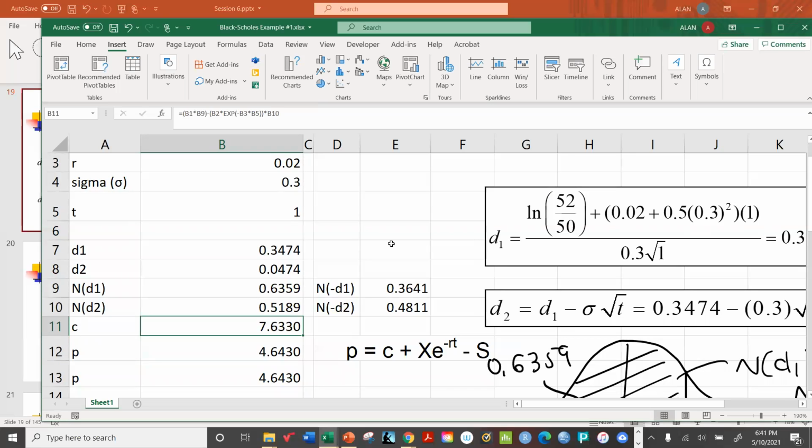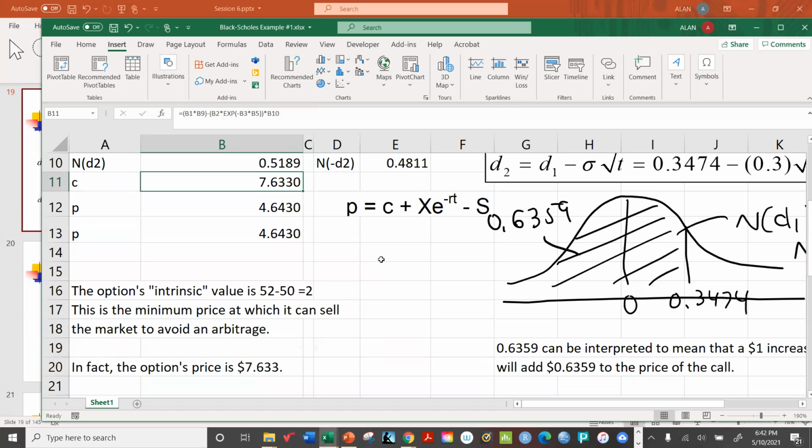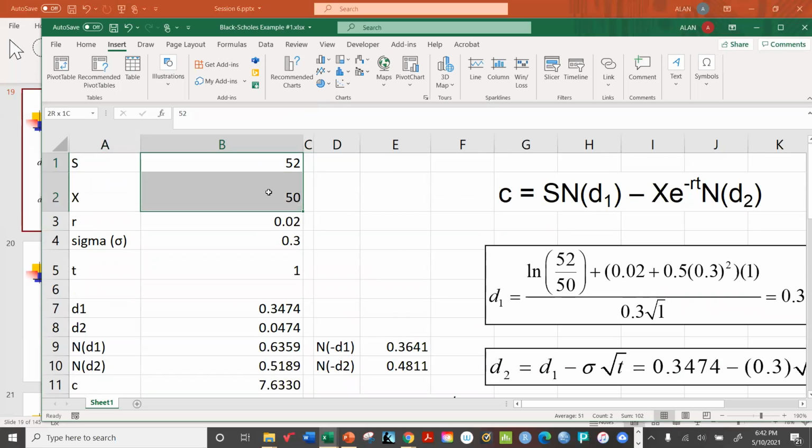Now, if you notice, the call price is $7.633. Up here, if you remember, we discussed this, the so-called intrinsic value is the difference between these two numbers.